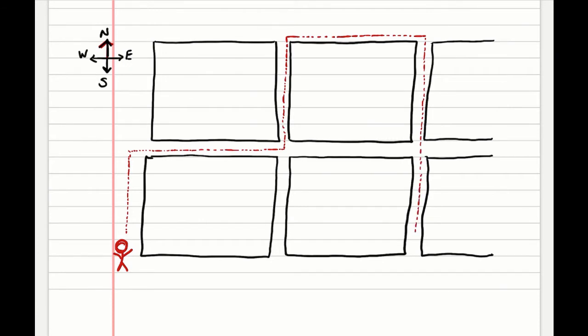And then 2 blocks south, where they stop. Okay. Now, we need a little bit more information. So, I'm going to give you some information about each leg of the journey.